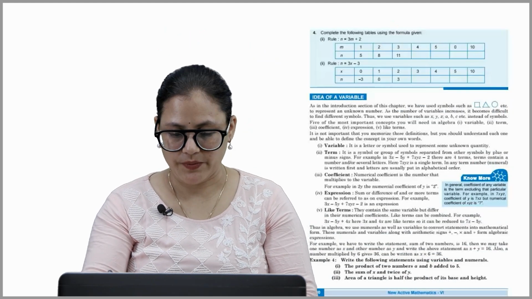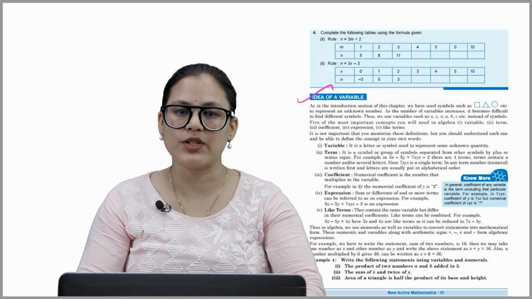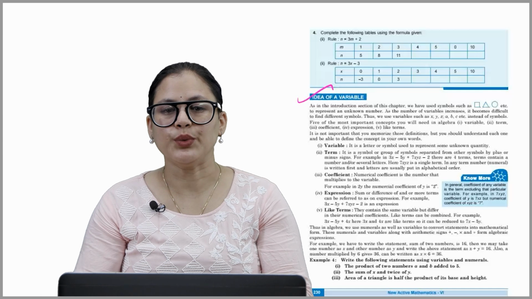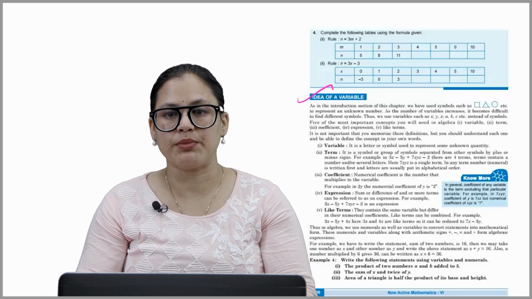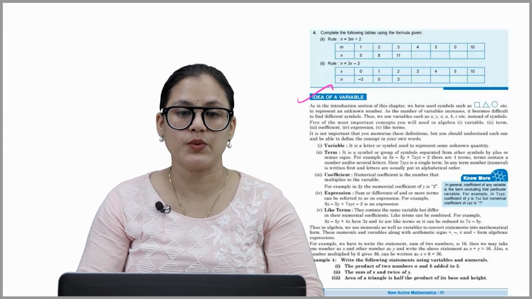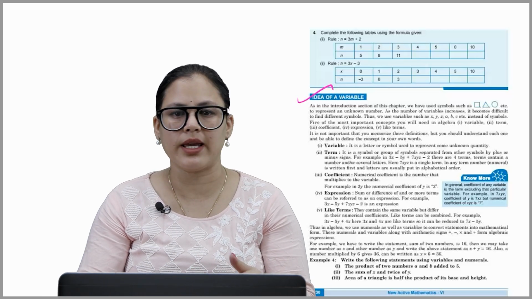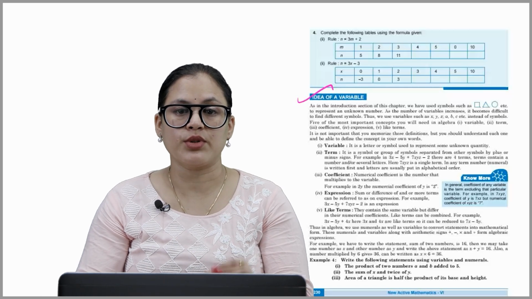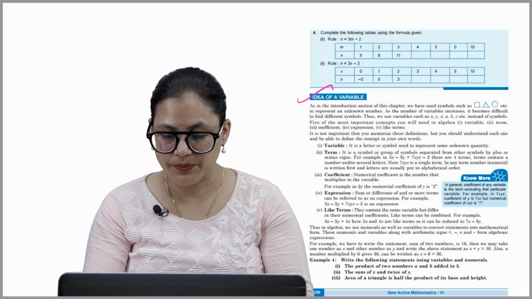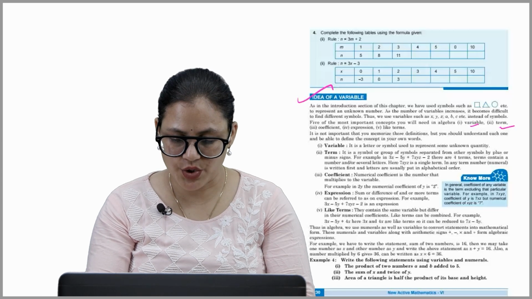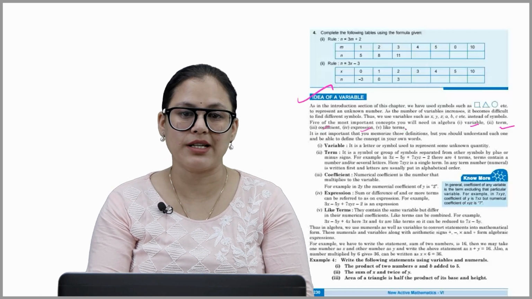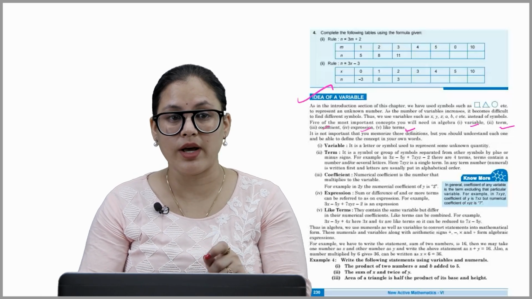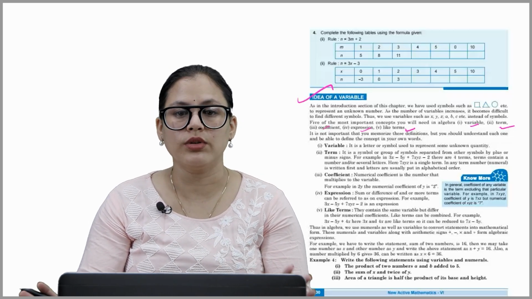Idea of a variable. As in the introduction section of this chapter, we have used symbols such as square, triangle, circle, etc. to represent an unknown number. As the number of variables increases, it becomes difficult to find different symbols. Thus, we use variables such as x, y, z, a, b, c, etc. instead of symbols. Five of the most important concepts you will need in algebra are variable, term, coefficient, expression, and like terms. It is not important that you memorize these definitions, but you should understand each one and be able to define the concept in your own words.